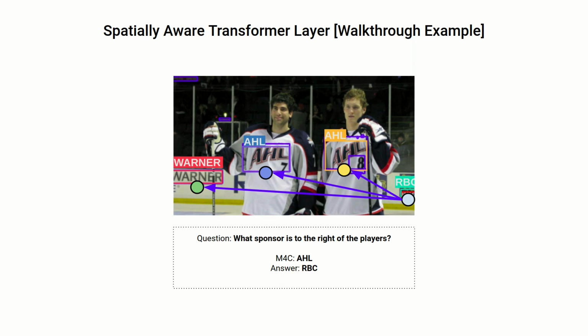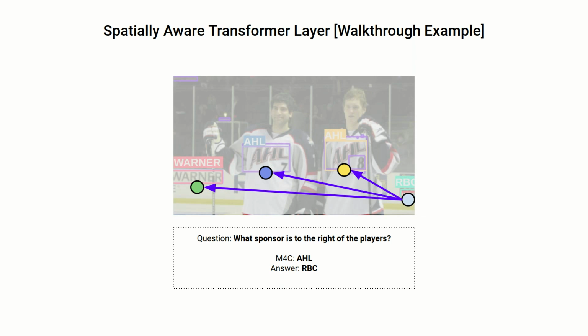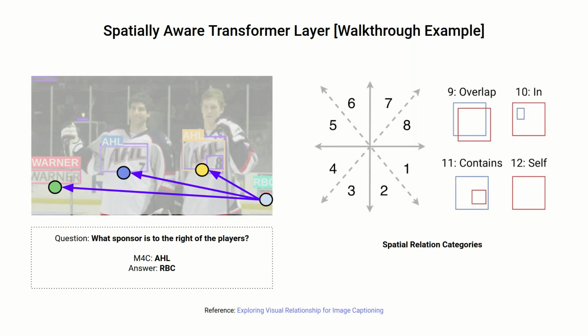Let's walk through an example to understand how our spatially aware transformer works. In this, we have an image with two players and a bunch of OCR tokens and objects detected. We build a spatial graph of the OCR tokens and objects by connecting their centroids. We categorize the relationships between two nodes in 12 different categories, where 8 of them come from the angular distance between the two nodes, with x-axis as reference, and 3 categories come from overlapping object boxes. We also have a 12th self category.